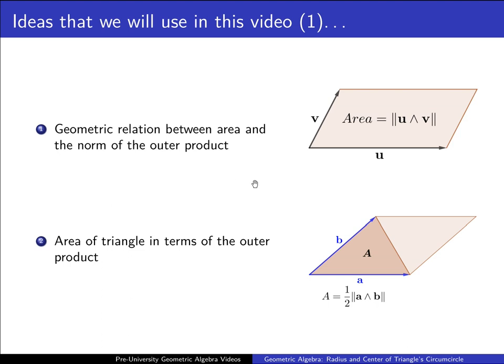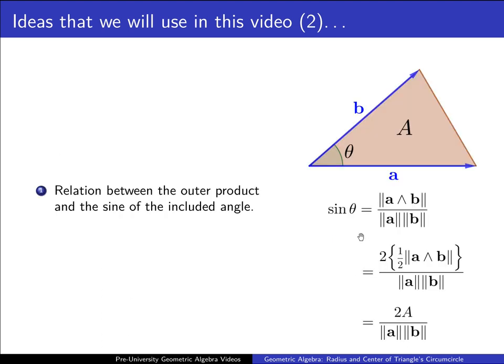Some of the ideas that we will use in this video are, first, that the area of a parallelogram is equal to the norm of the outer product of the vectors that form that parallelogram's sides. And as a corollary to that, of course, the area of a triangle is just 1/2 the norm of the outer product of any two vectors that form sides of that triangle.